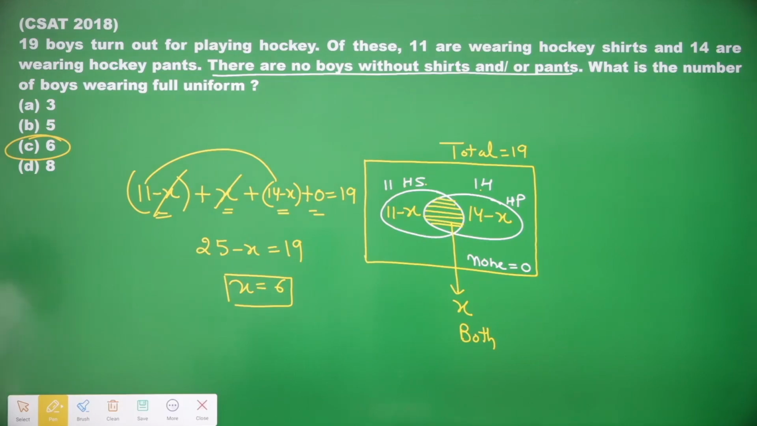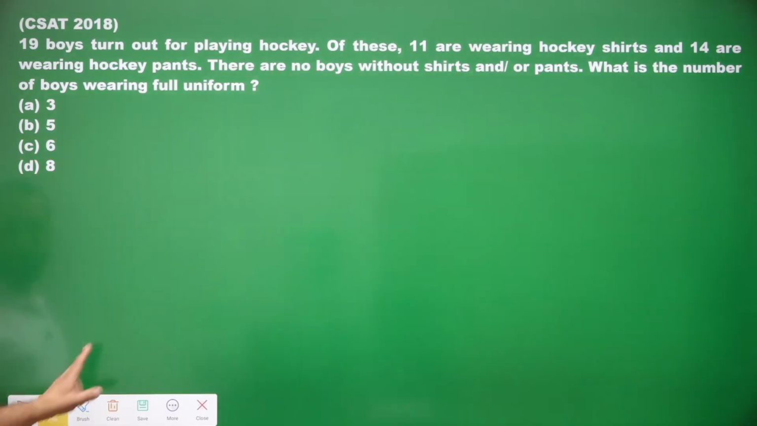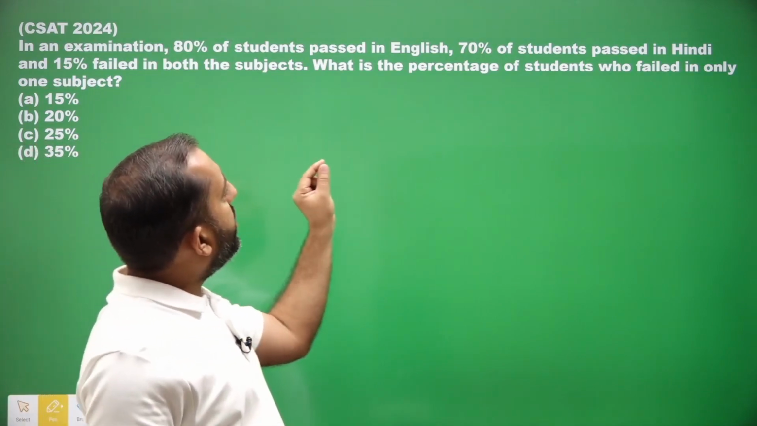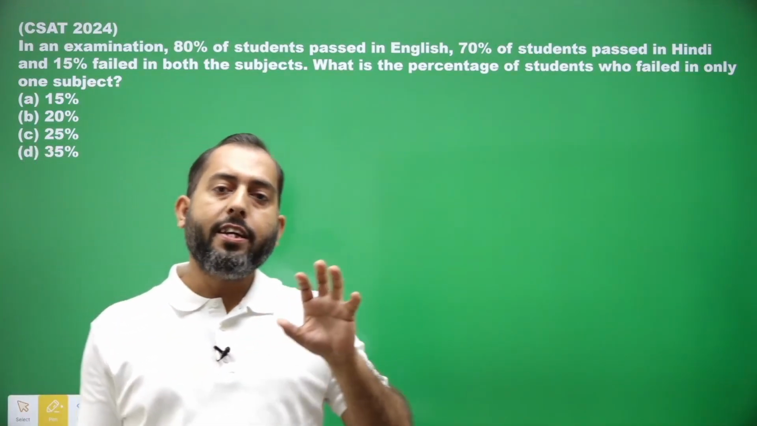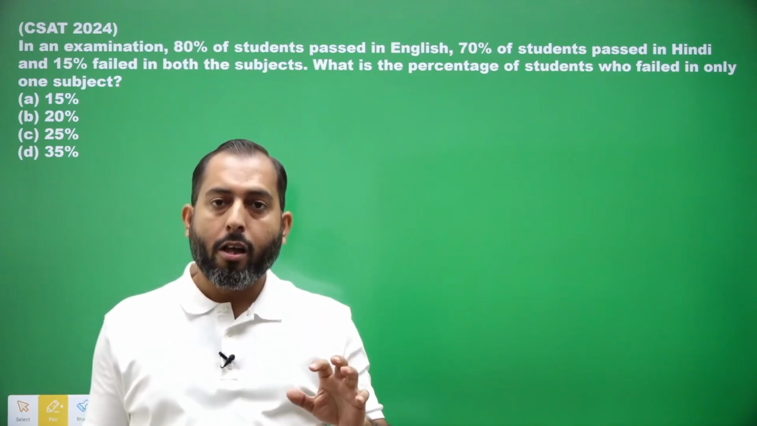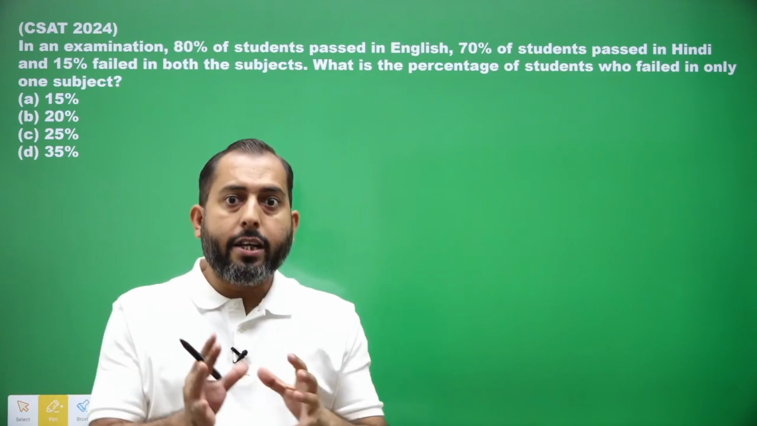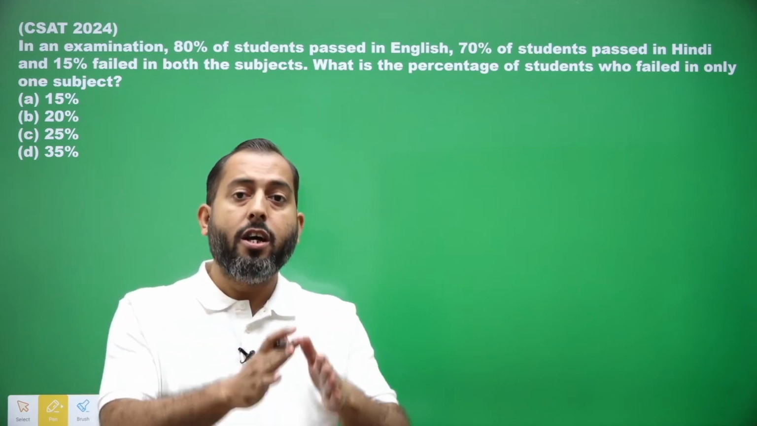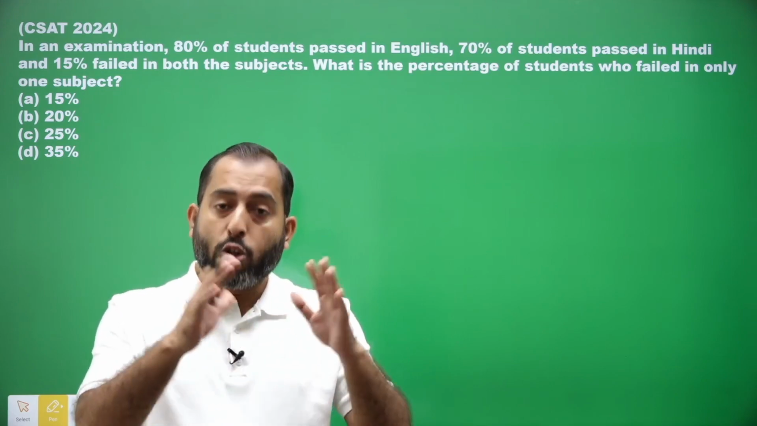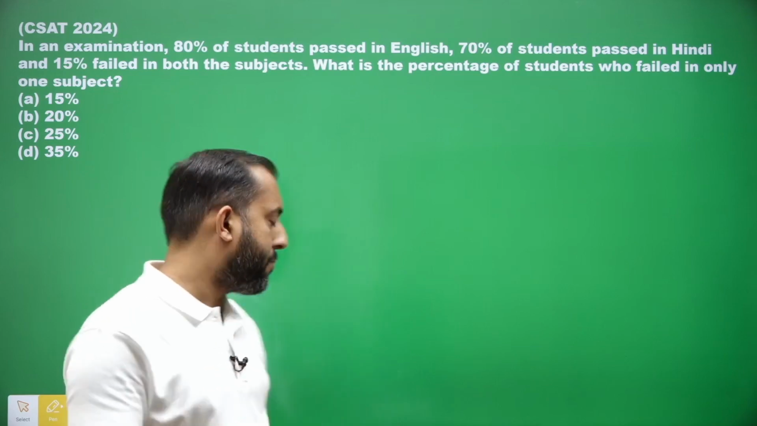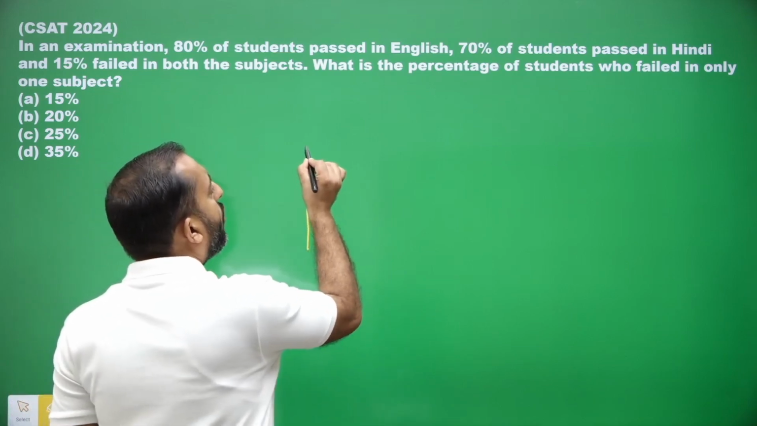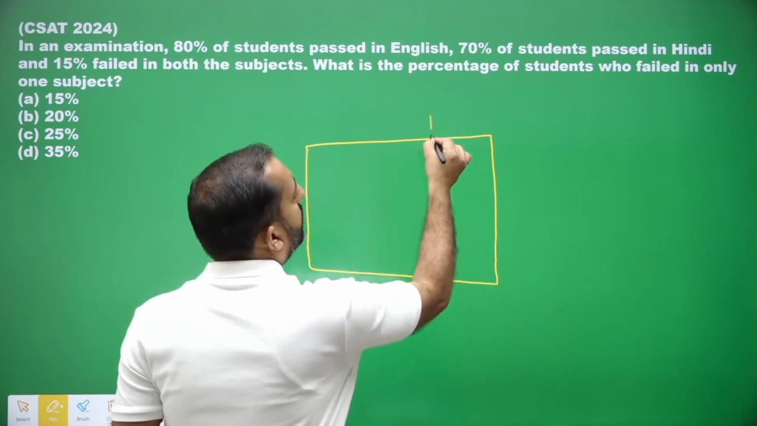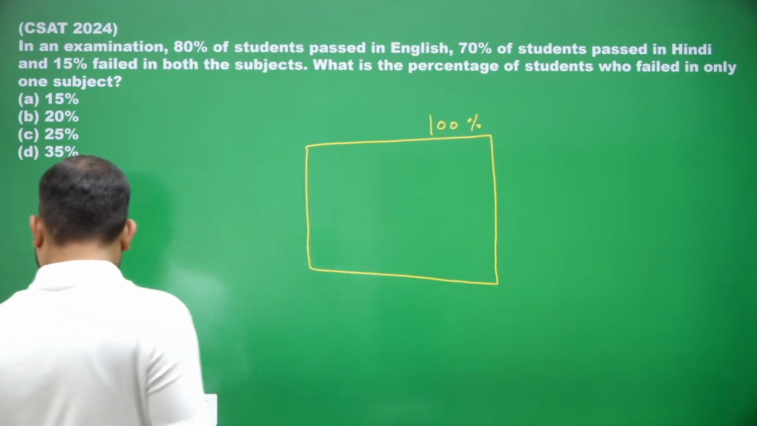Let's solve the next problem. In an examination, 80% of the students passed in English. When we represent something in percentage, then the completeness should be represented with 100%. In case of percentage, the totality is represented with the help of 100%. So, in this question, the value of the complete rectangle, meaning the value of completeness, is going to be 100%.